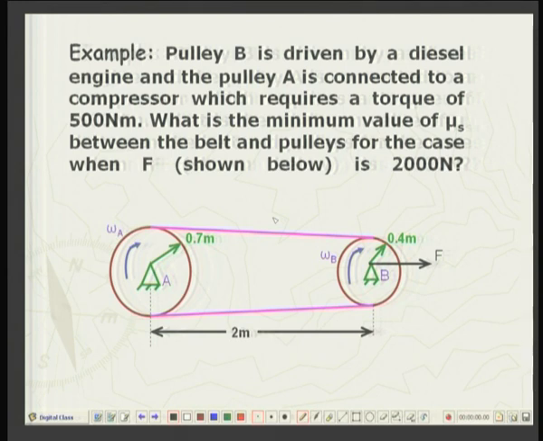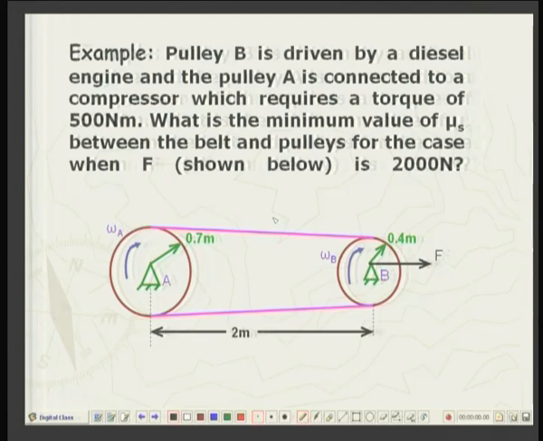Here is the case of two pulleys. Pulley B is the driven pulley, driven by a diesel engine, and pulley A is connected to a compressor which requires a torque of 500 Newton meters. What is the minimum value of mu s between the belt and the pulleys for the case when F, that is this tension at the bearings, is 2000 newtons.